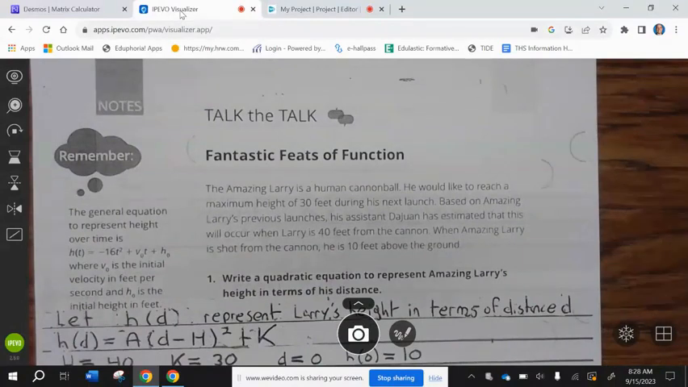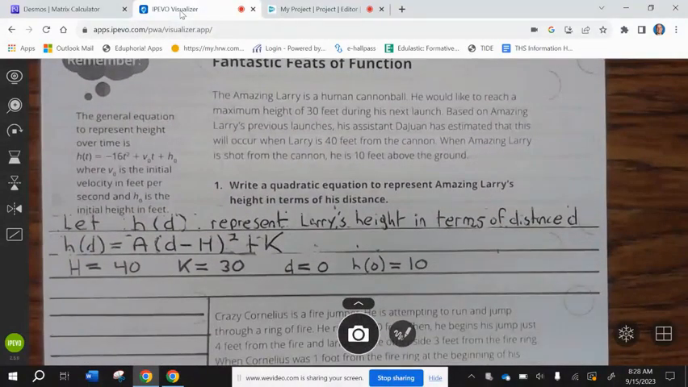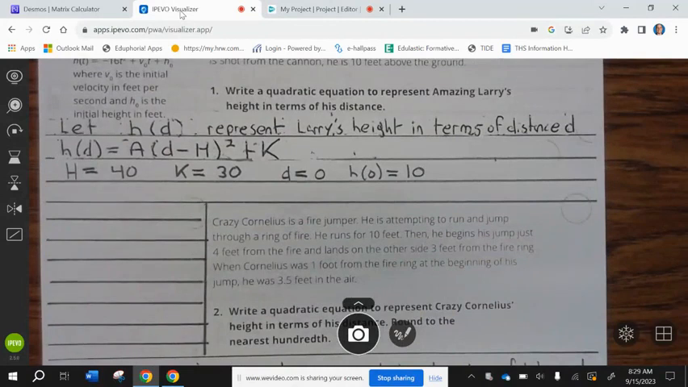All right, talk the talk. Fantastic feats of function. The Amazing Larry is a human cannonball. He would like to reach a maximum height of 30 feet during his next launch. Based on Amazing Larry's previous launches, his assistant Dejan has estimated that this will occur when Larry is 40 feet from the cannon. When Amazing Larry is shot from the cannon, he is 10 feet above the ground. Write a quadratic equation to represent Amazing Larry's height in terms of distance. So let's let h of d represent Larry's height in terms of distance, d.